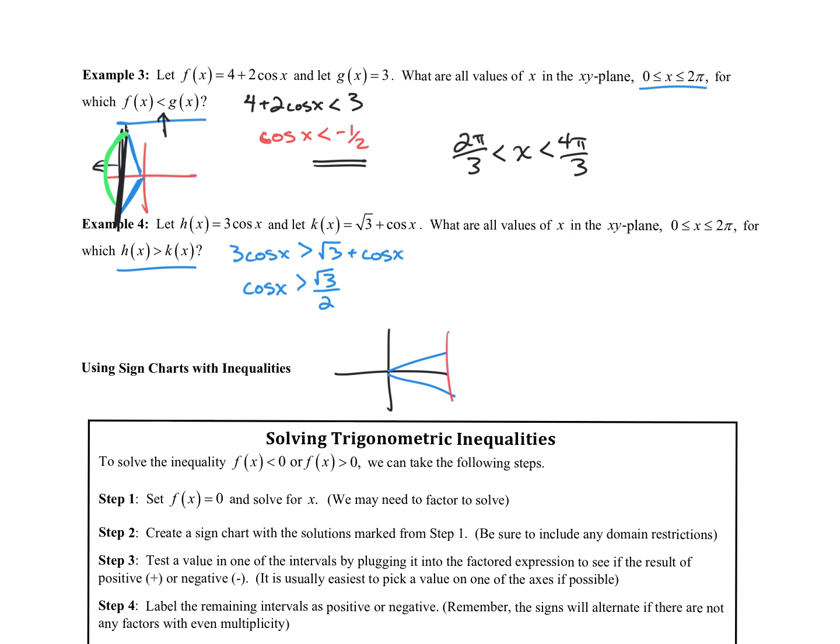Now, what do I want it to be? I want it to be greater than square root 3 over 2. And so when it's greater, is it to the left of it or to the right of it? It's to the right of it. And so I want this portion right here.